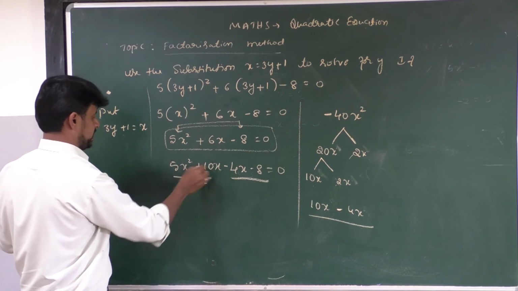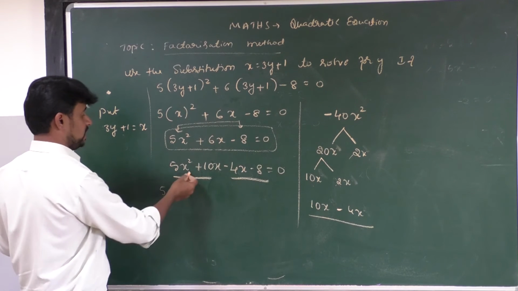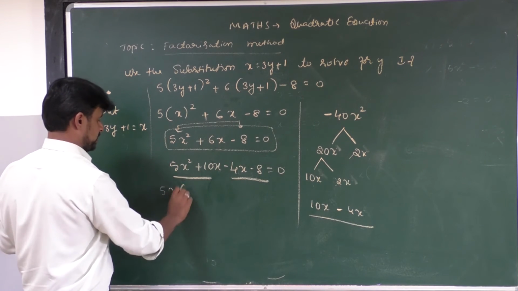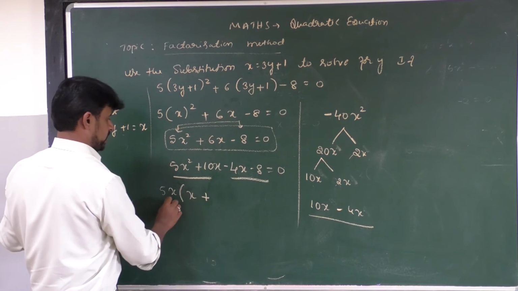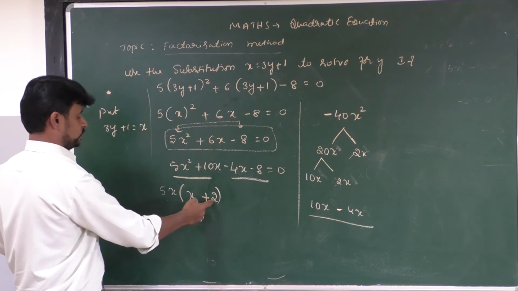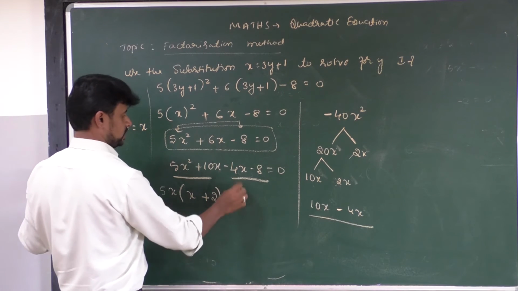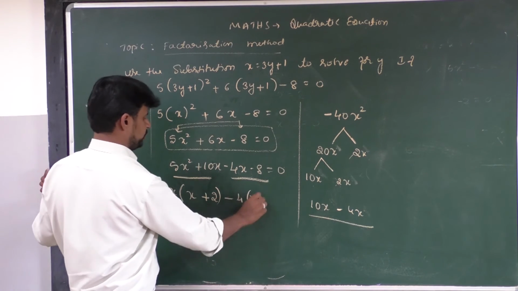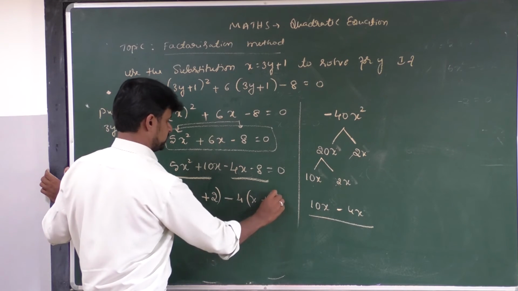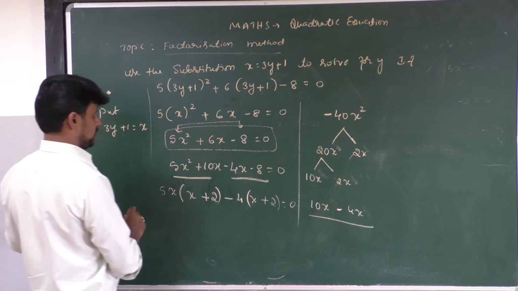Here we have 5 and 10. That's why you have to take 5 as common. x square and x is there, take x as common. If you take x as common, the remaining term is x plus 2, 5 2s are 10, into x, 10x. Minus 4 common is there, take outside. If you take minus 4 as common, x plus 2 is remaining, equal to 0.